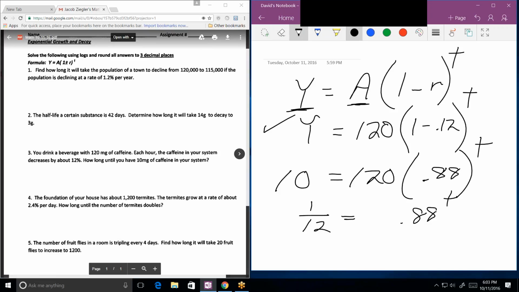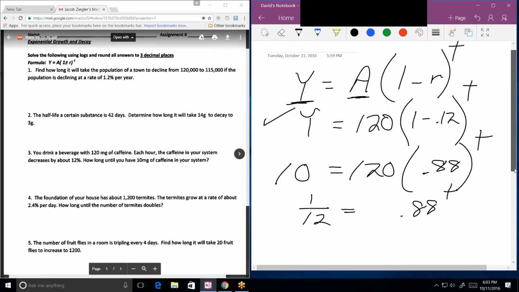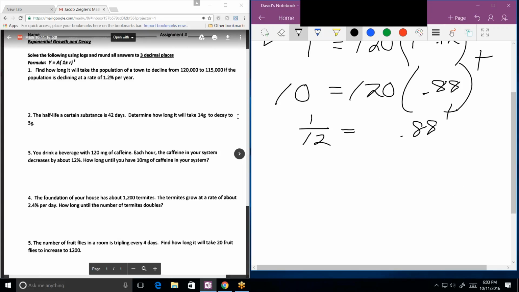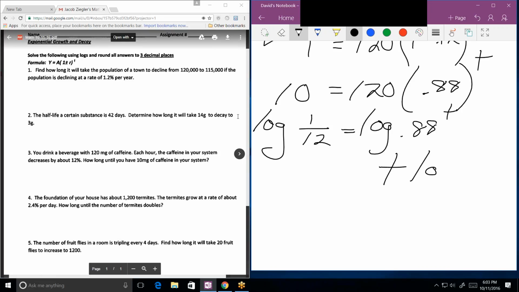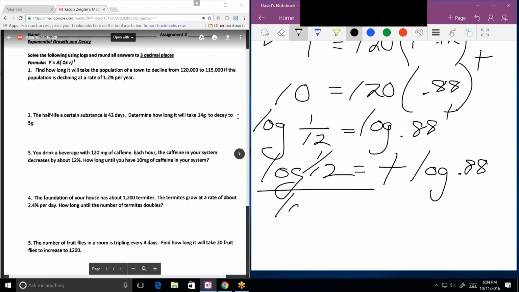Now, what's the next step? Log base 10 both sides. Okay, so I'm going to take the log of that and the log of that. Now what's the next step? Why did I take the log of both? Move T to the front of the log. Okay, so T log of 0.88 is equal to the log of 1/12. And what's the final step? Divide by log of 0.88, and that gives you T. And that way you can answer their question.